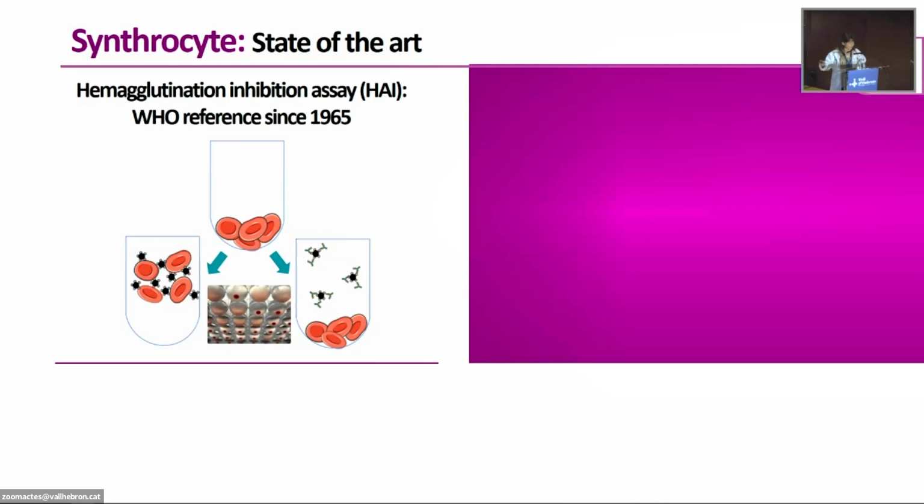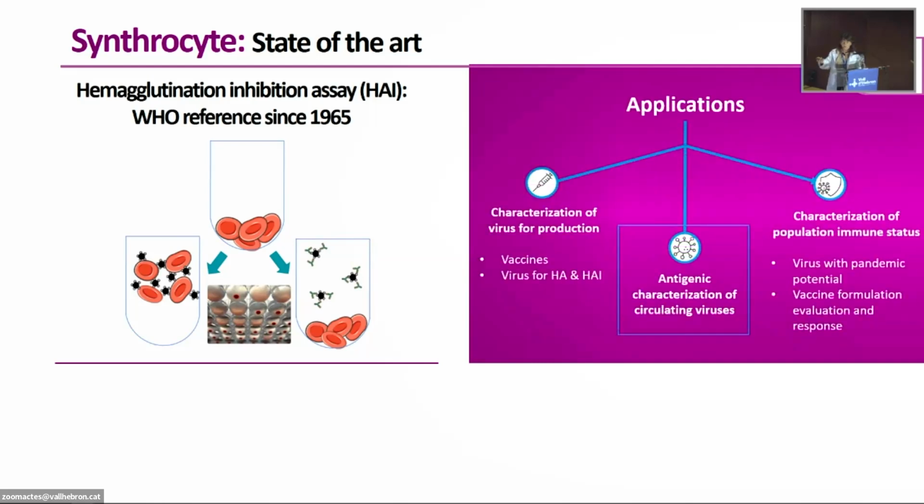What is the basis of this technique? The basis of this technique is that red blood cells sediment in a microtiter plate, producing these nice, tight pellets. When you add a virus to the equation, the virus binds to the red blood cells and produces agglutination, and you can see in the picture how the pattern is very different. If you add antibodies against the viruses, you will have sequestration of these viruses, and you will have inhibition of this hemagglutination.